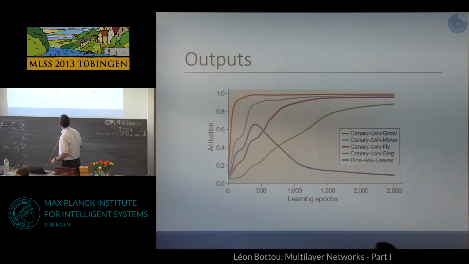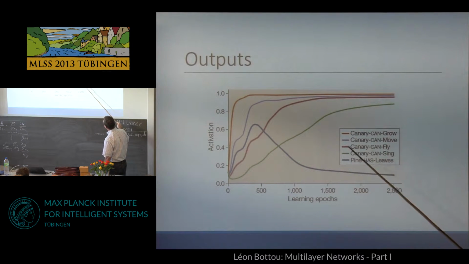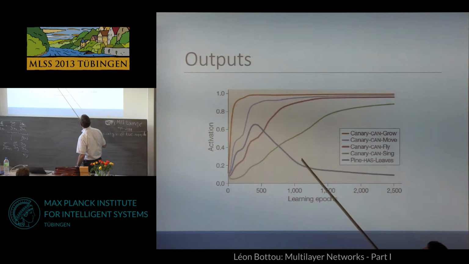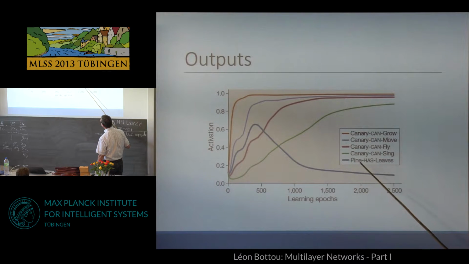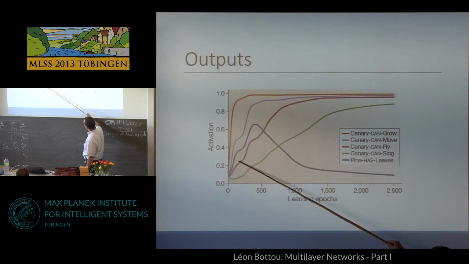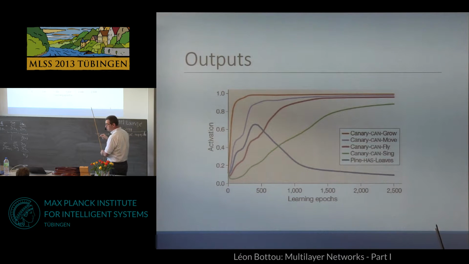What do you see? So here are some outputs of various conditions, like for instance, canary can grow. So I set input item canary, relation can, and I look at the grow output. And when you learn, you observe that, well, that's pretty clear. Canary can move. Maybe the interesting one is pine has leaves. So pine has leaves is going to go up and up, and at some point it's going to realize that no, a pine doesn't have leaves, even though it's a tree. And it's going to go down that way. Which is sort of amusing. It resembles what humans do.